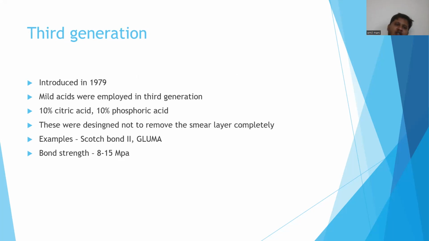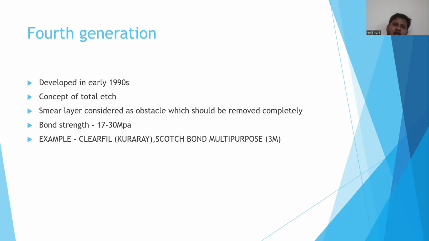The third generation was introduced in 1979. They used mild acids like 10% citric acid and 10% phosphoric acid, and the bond strength was 8 to 15 megapascal. In the fourth generation, the concept of total etch was introduced, developed in the early 1990s, and the bond strength was 17 to 30 megapascal.